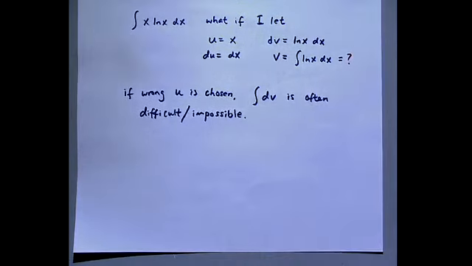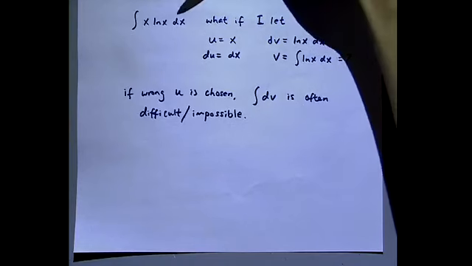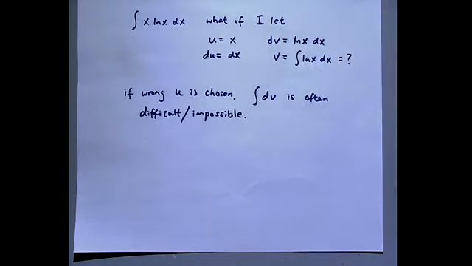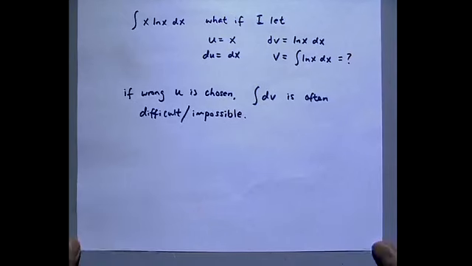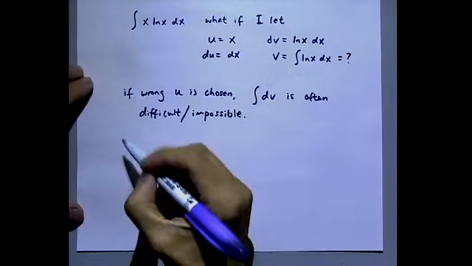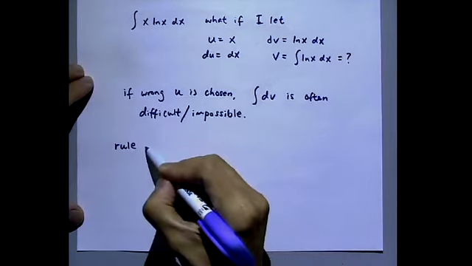Okay, so when you start out, if you're not used to the process yet, you're going to choose the wrong u eventually at some point. When you find out that this integration is very difficult to perform, perhaps more difficult than the integration you wanted to do in the first place, that's a sign that you chose the wrong u. Go back and switch around. Here's the rule of thumb in how to choose u.